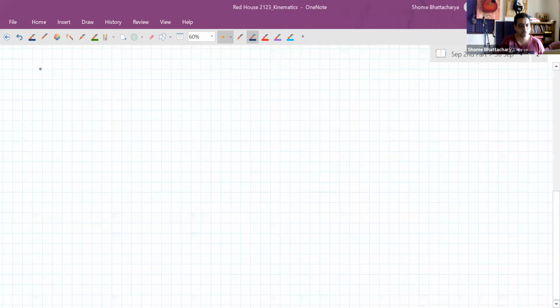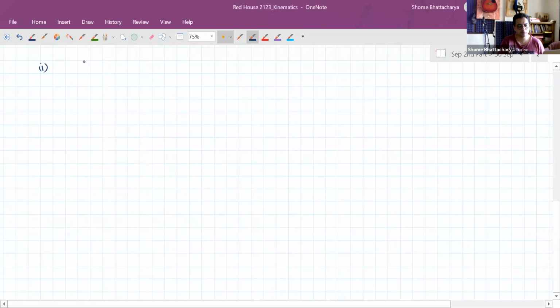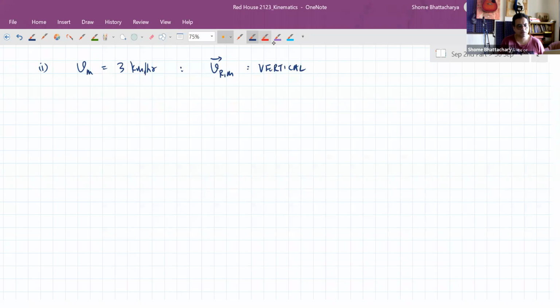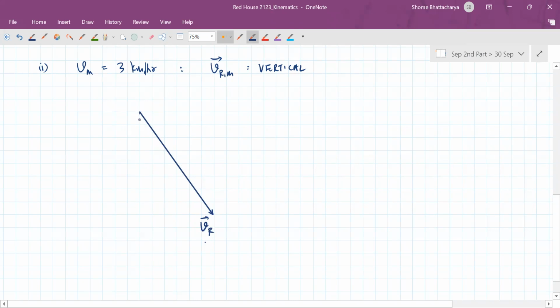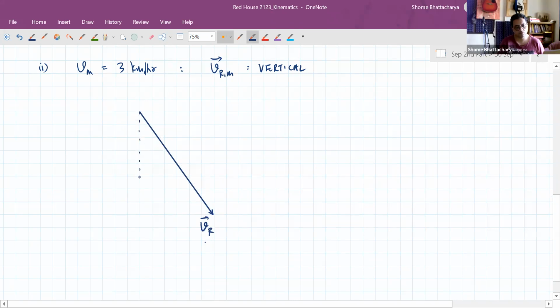So in the first situation, see what is given. In the first situation, it is given that when the man is walking at 3 kilometers per hour, the relative velocity of the rain with respect to the man appears to be vertical. This information is given to us. So that basically means that if this is the actual velocity of the rain in the ground frame, where neither we know the magnitude of the rain's velocity, nor we know the direction as of now, it is inclined at some theta, which is unknown, and the magnitude is unknown.